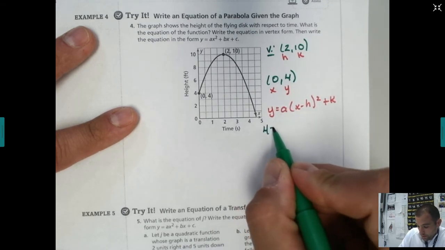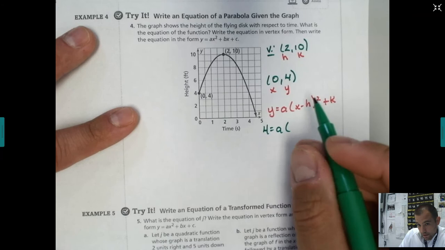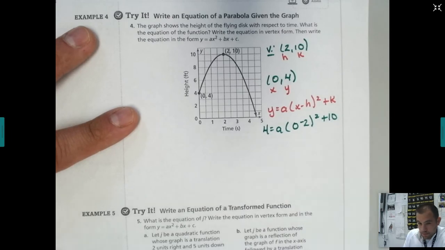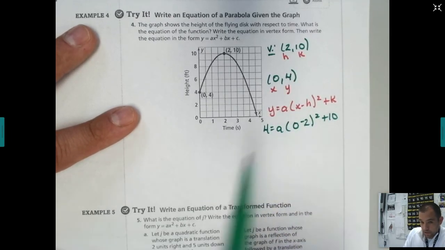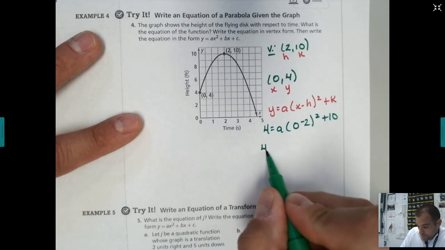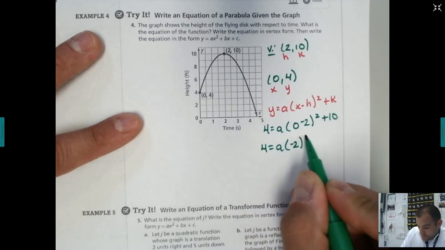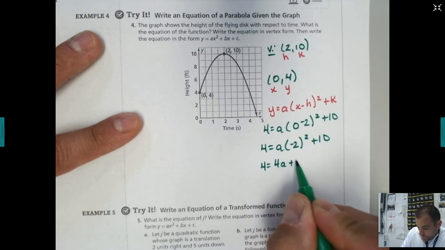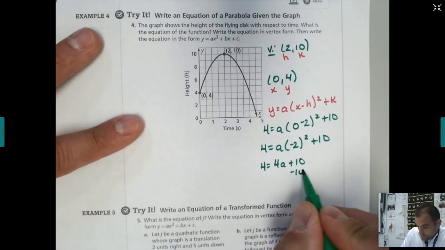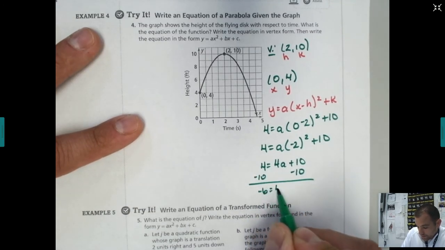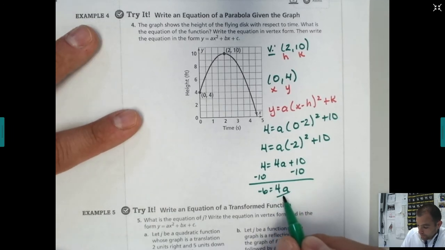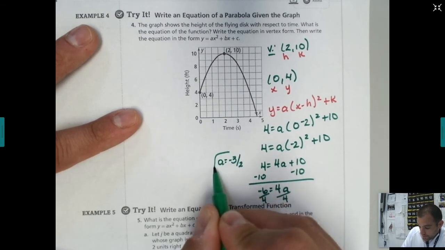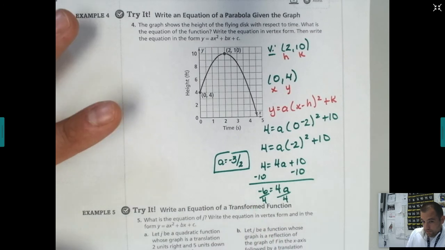So y is 4. A we don't know. X is 0. H is 2. K was 10. All I did was plug these 4 numbers in where they belong. So now we solve this. 0 minus 2 is -2. -2 squared is 4. 4a plus 10. Subtract 10. -6 equals 4a. Divide by 4. A equals -3 halves. -6 divided by 4 is -3 halves.